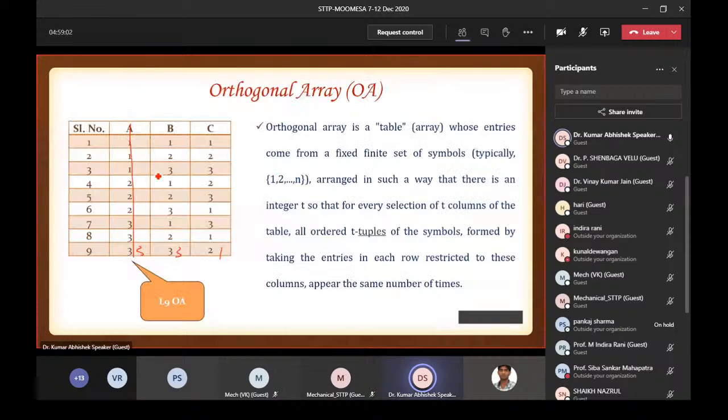So if you look here 1 1 2 1, suppose you are closing this C value, and if you look at the A and B, then what will happen? If you look here, then all the possible combinations between A and B have been given in this set of the experiment.